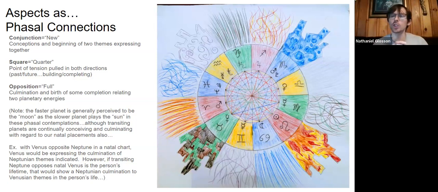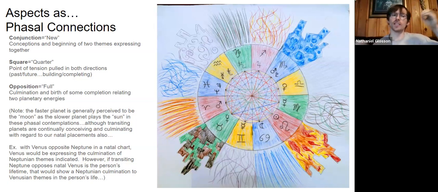Instead of something being started or beginning in that peak intensity, think about the intensity of what it takes to make a baby, to conceive a child. That's an intensity. The same way, when you are giving birth to a child, that's quite an intense experience also. The opposition is that intensity. It's the culmination and birth and completion. The project that incubated is complete and hatches, related to those two energies.